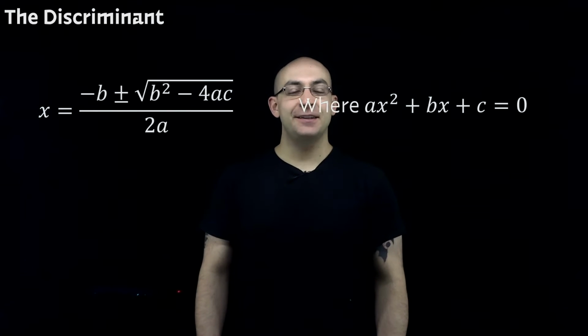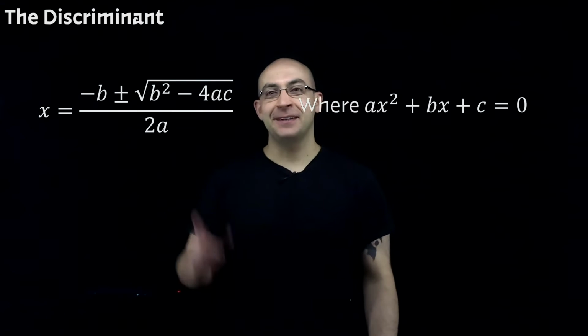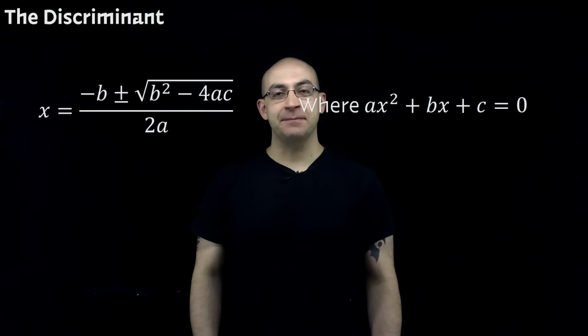Hi everyone. Today I want to talk about the discriminant. It's in the quadratic formula. It's easy. So if you forgot the quadratic formula, shame on you. How could you? Here's the quadratic formula again for you.